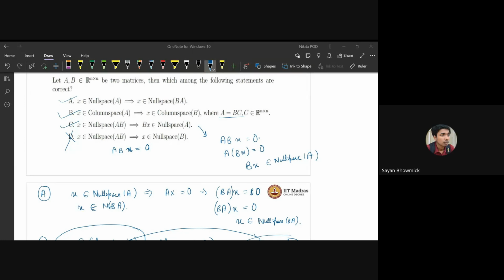If A is of order n cross n, B is of order n cross n, and x is n cross 1, we can just change the order because the order doesn't change anything. A and B are square matrices. So we can just change the order over there. They are not rectangular, which means their columns have to equal rows. I'm not sure if that's the correct method. No, I don't think so.